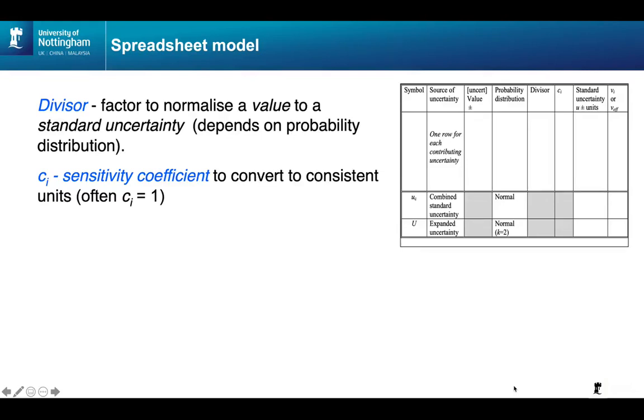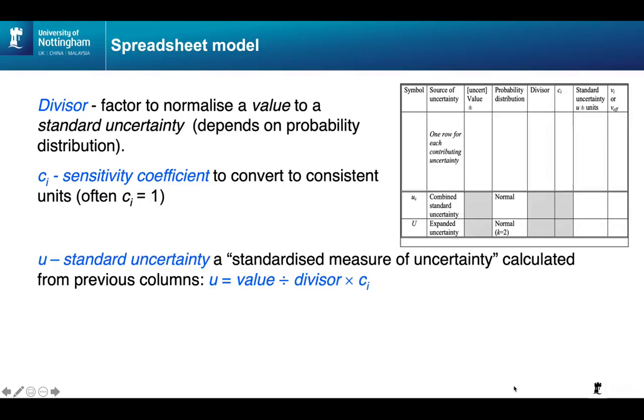So that's how you convert so that all of the terms are in the same units, and you can safely apply your addition, or your quadrature addition, to allow you to give a final result. And then there's the standard uncertainty value which you get, which will be the value from column 2 divided by the divisor and all of that multiplied by the sensitivity coefficient.